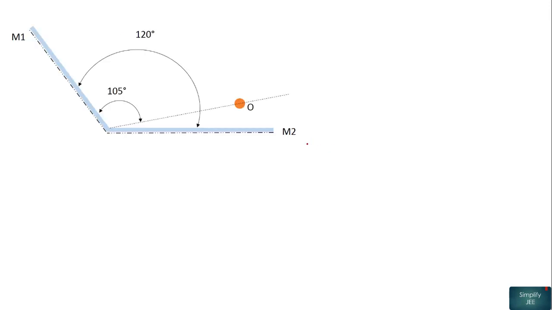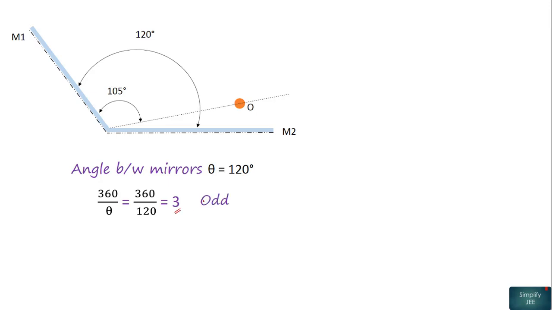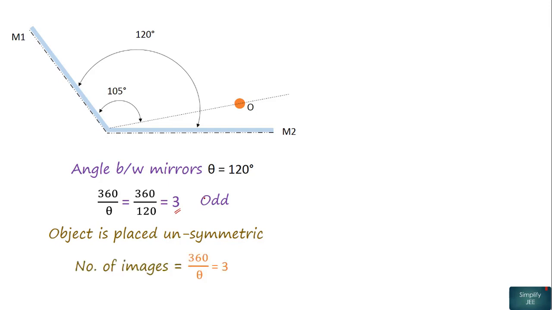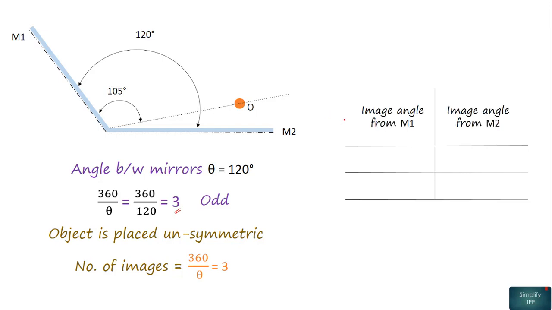Now in this case, let's first calculate 360 by theta, and it will come equal to 3, which is odd, and also the object is placed unsymmetrically between the mirrors. Hence the total number of images will be 360 by theta, that is 3. Now let's use the table to get the inclination of images. The first image from M1 mirror will be formed at an inclination of 105 degrees, and from M2 it will be formed at 15 degrees. Now the next image from M1 mirror will be formed at an angle of 15 plus 120, that is 135 degrees. These three will be the final images formed.